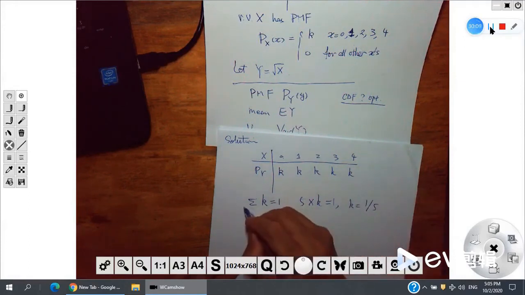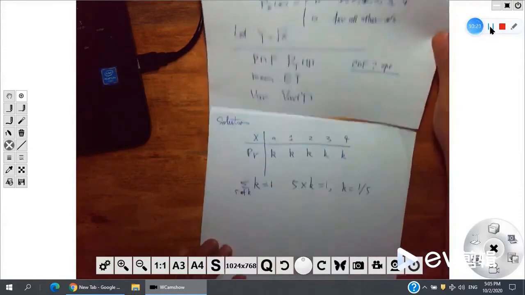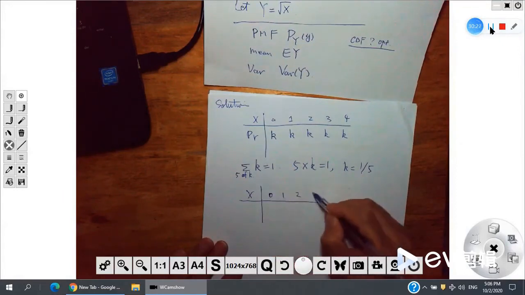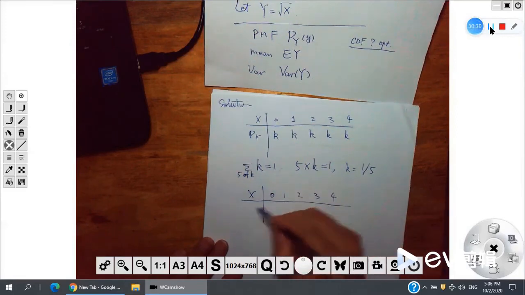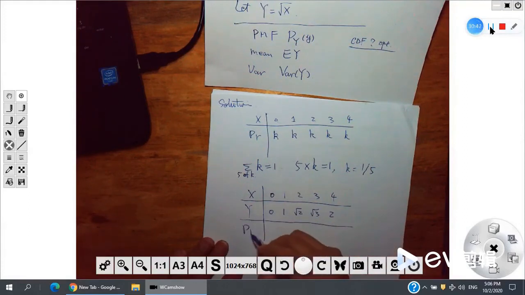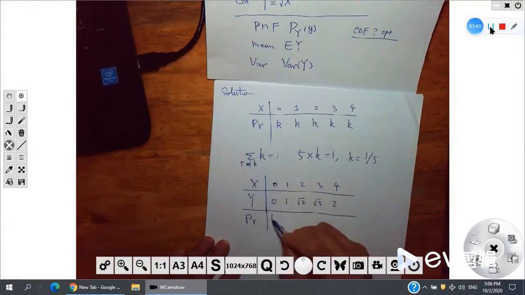Yeah, we know 1/5, right? It is 5 numbers, 5 of k. Yeah, you have 5. So k is 1/5. All right. And then I show you this table. I have x could be 0, 1, 2, 3, 4. And then what is y? y is the square root of x. So this is 0, 1, square root of 2, square root of 3, and 2. This is the value of y. And the probability should be the same, right? When x is 0, y will be 0, and the probability is 1/5. So all of these have probability 1/5.